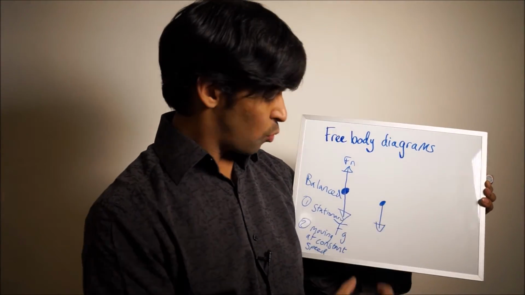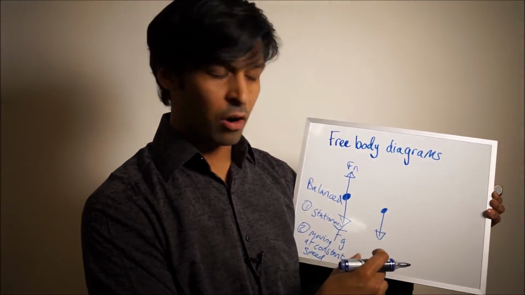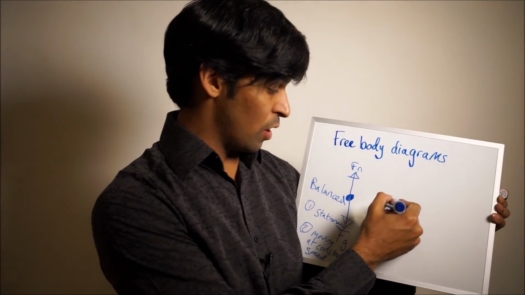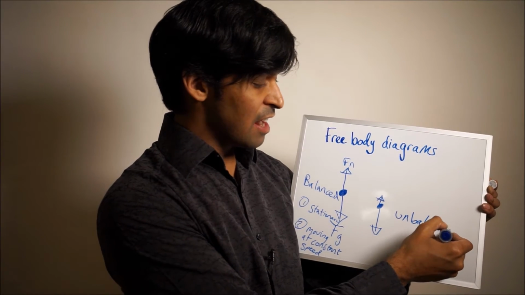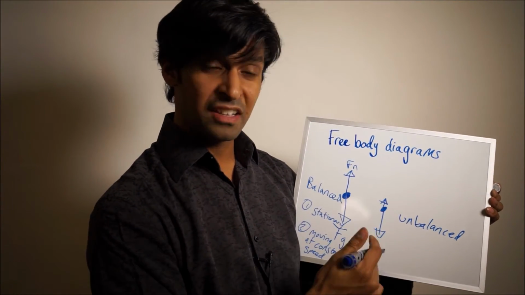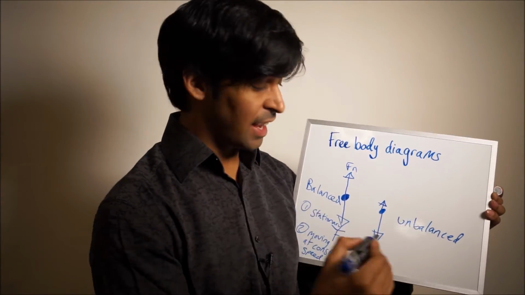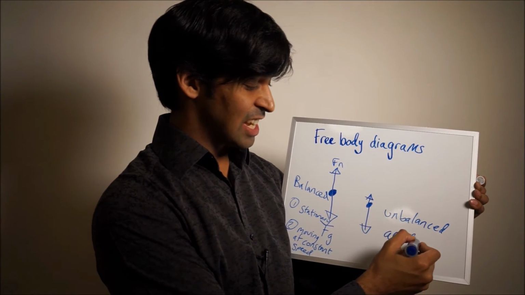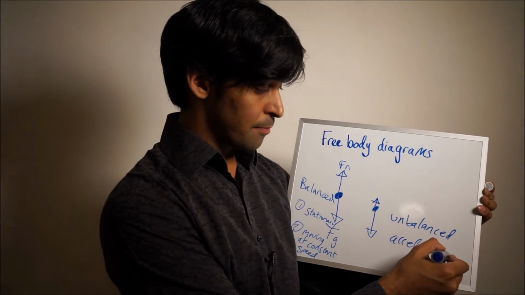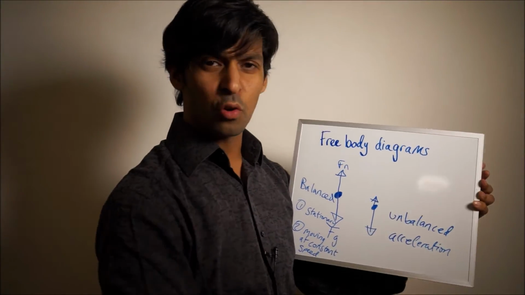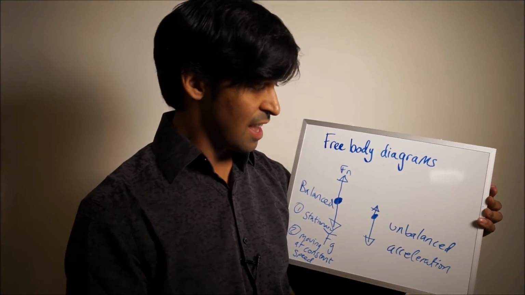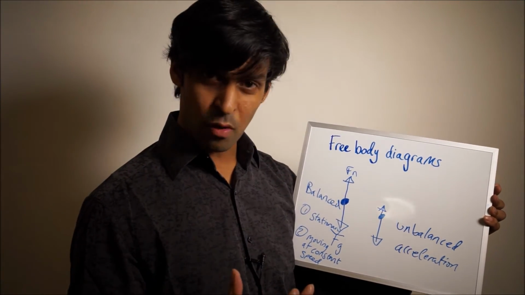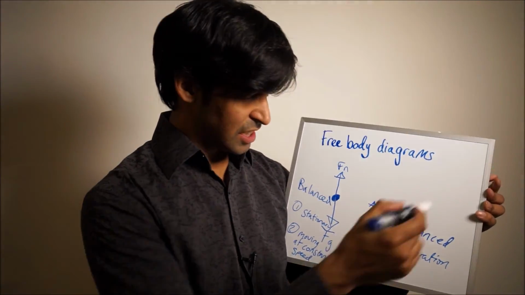When it's like this, where you've got just one arrow or an arrow and a smaller arrow, we'd call that unbalanced. And unbalanced free body diagrams lead to only one thing, that's acceleration. Okay, now be sure to watch the video on forces to see all of the different types of forces and see how they interact.